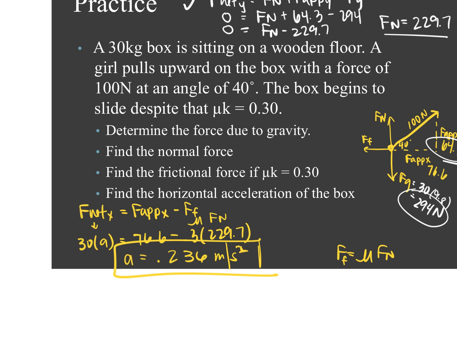Okay, so we had to take into account work for both the vertical and the horizontal, and that's really because we determined frictional force is dependent upon that normal force. So we have to use both of those things.